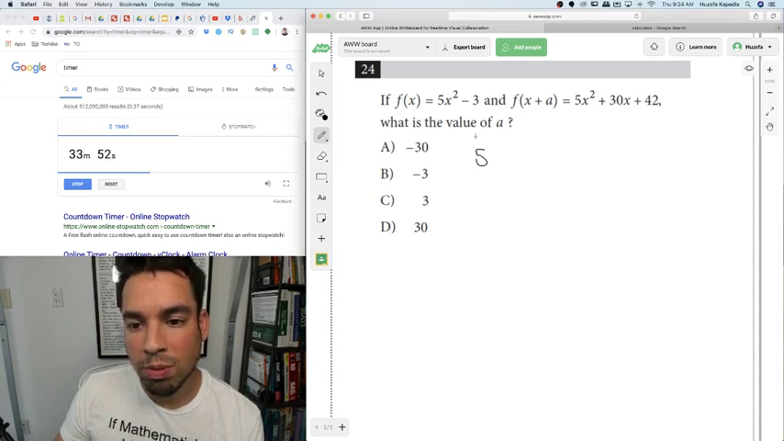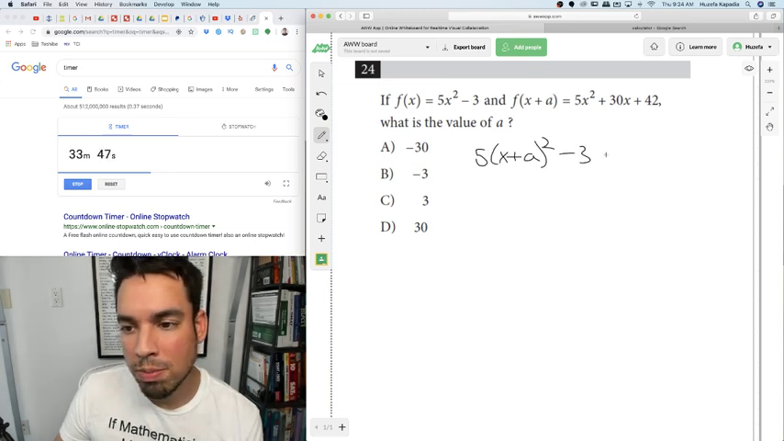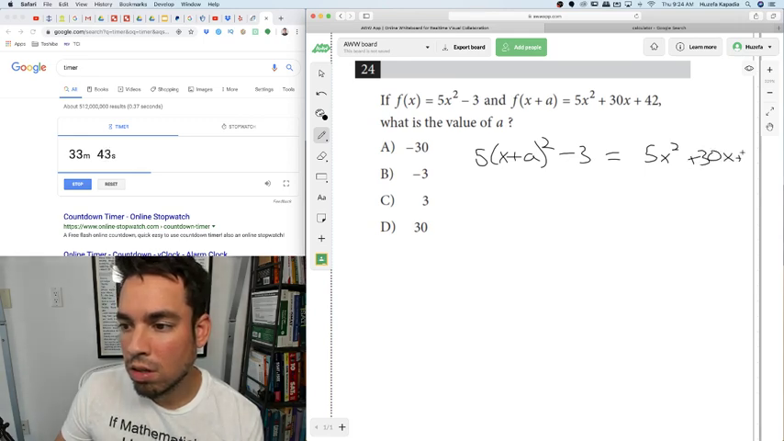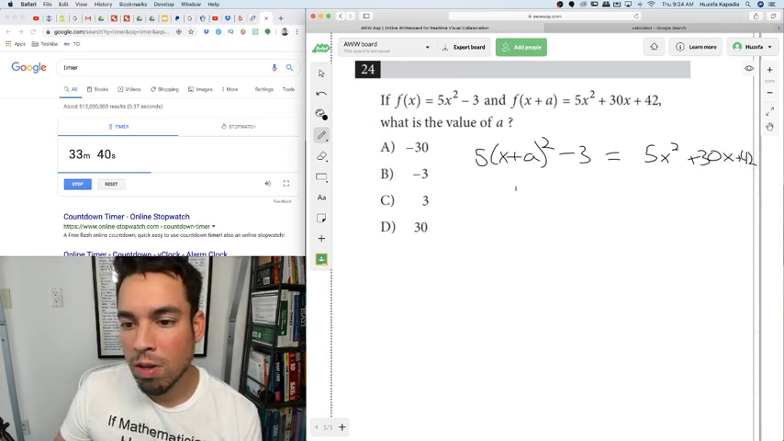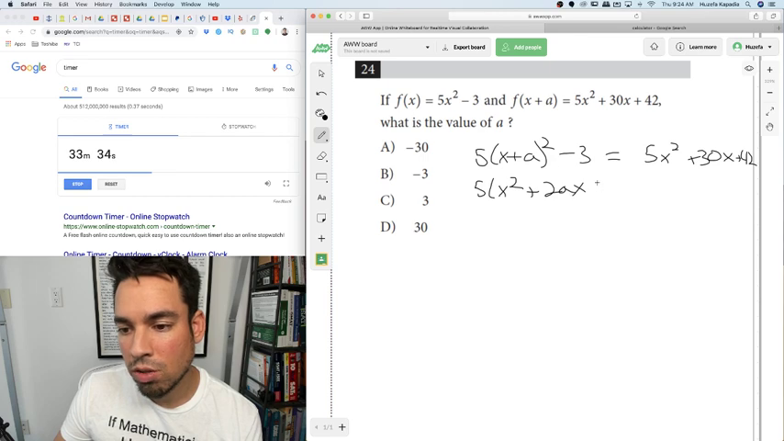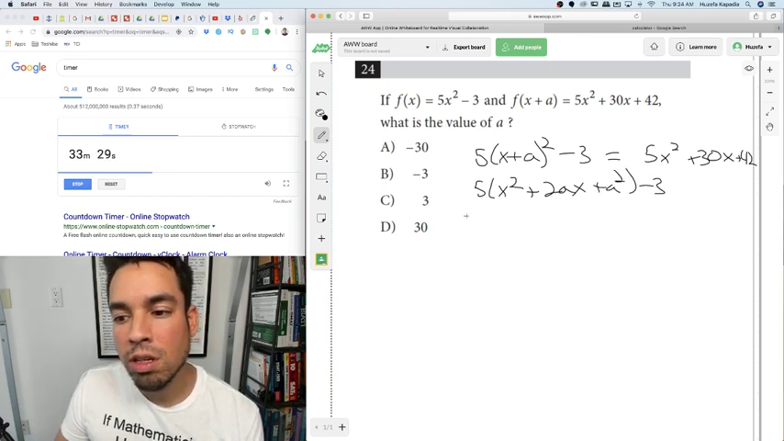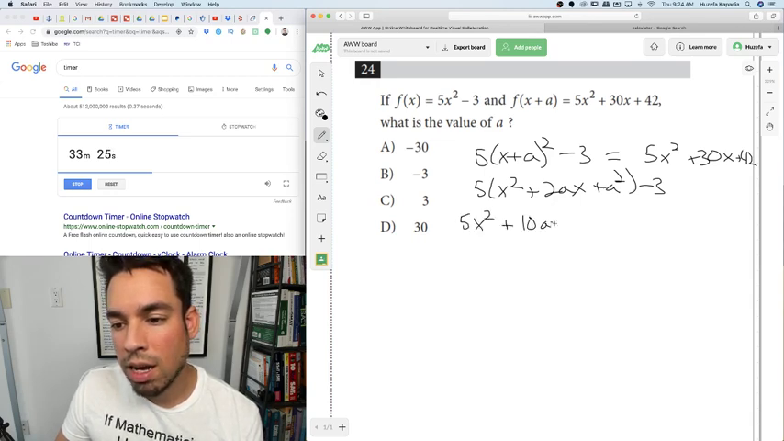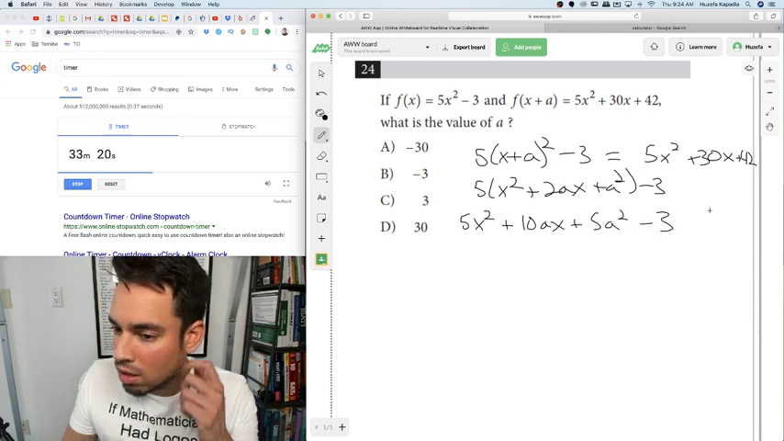They're plugging in x plus a into this function, so I'm just going to write it as 5 times (x plus a) squared minus 3. There might be a faster way to do this. Can't think of it, so I'm going to do it like this. These two are equal, it's saying, right? So then let's FOIL this. This is 5 times x squared plus ax, which is 2ax, plus a squared minus 3 equals that. Then I'll distribute this. So this is 5x squared plus 10ax plus 5a squared minus 3.